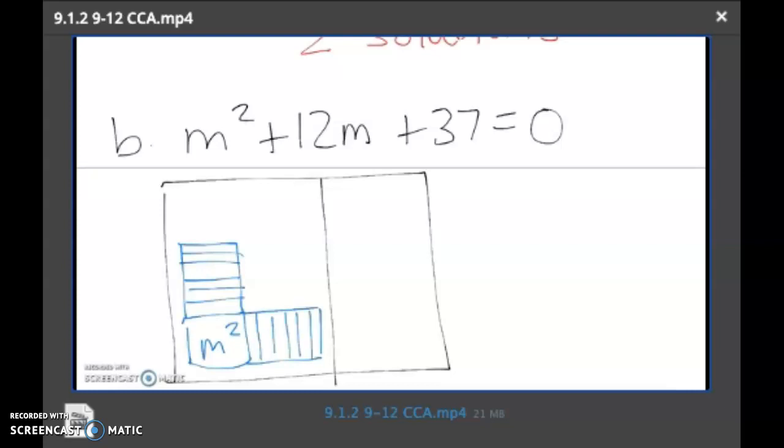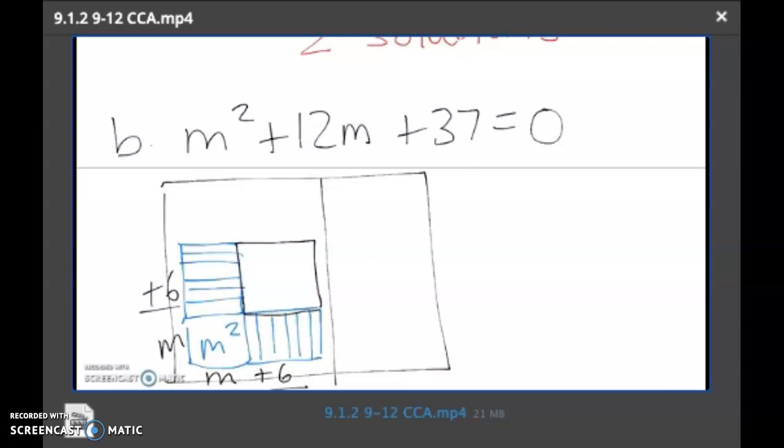All right, so when I do that, what are the dimensions of this square going to be? I'm going to have an m plus 6 times m plus 6. So then this corner piece is 6 times 6, so there's going to have to be 36 ones in that corner.